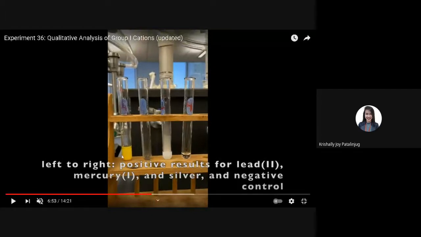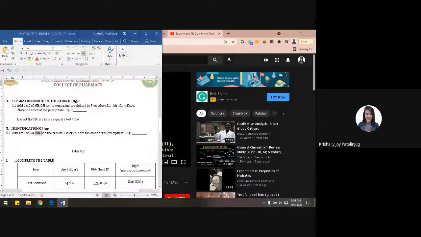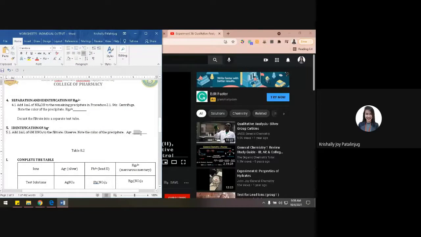O, ayan na. Ito yung from left. So dito, from left, positive result ito for lead 2, forming the lead chromate. Then itong black portion, it's the mercury metal, di ba, na na-form. So na-separate ang lead, na-separate yung mercury, then forming now the silver ion. So ito yung natirang silver. Ito, negative control lang to, di ba? As you can see, kahit anong ina dito, walang reaction. Kasi nga negative control lang yan. Hindi po yan kasali dito sa worksheet. Nakuha? Note the color. Oh, alam nyo na ano yung kulay.